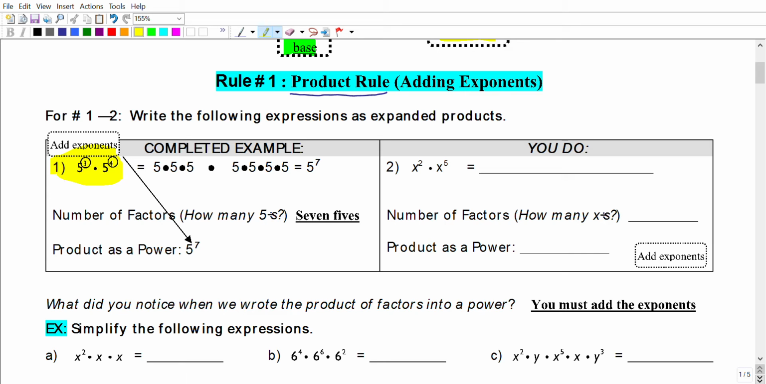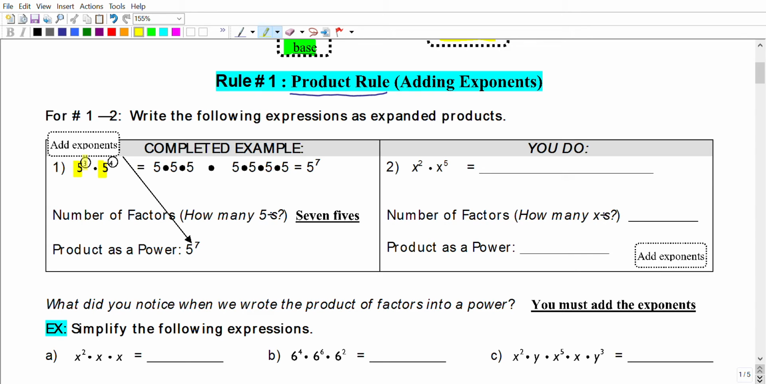I want you to notice something here. We have the same base in both of these values, and we're multiplying something that has the same base. Let's keep that in the back of our thoughts for a second.